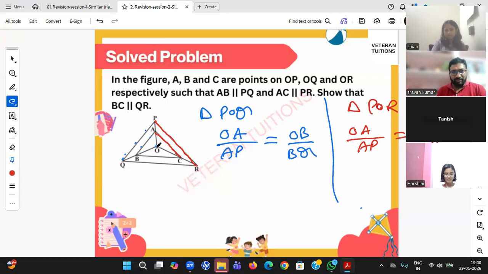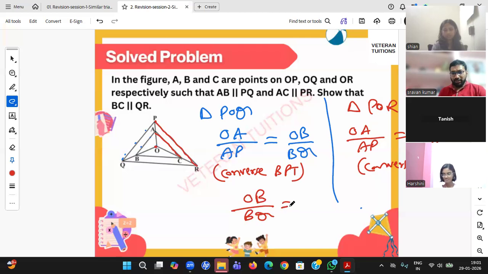Okay, so please start with the common vertex. But student, here if you are writing this, please write converse BPT. If you are not writing it, you will lose marks. Now I'm able to see the left hand sides are equal, so I can equate the right hand sides: OB by BQ equal to OC by CR.